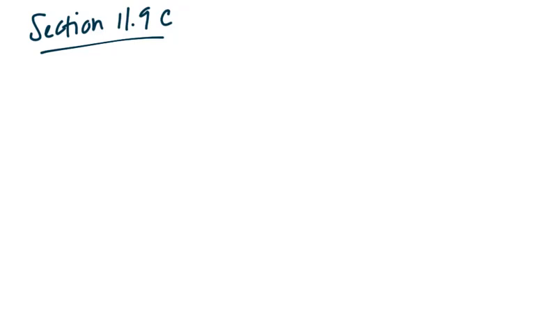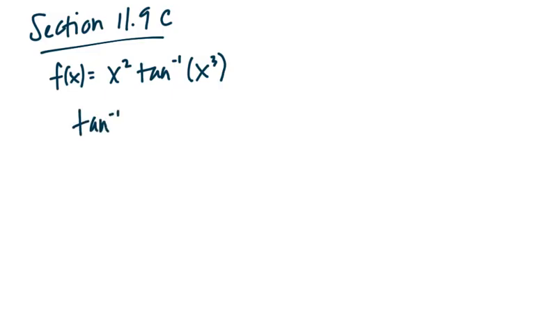Let's look at some more of these problems. So this problem says f of x equals x squared inverse tangent x to the third. Now we know that inverse tangent of x is the integration of 1 over 1 plus x squared dx. We know that for certain.